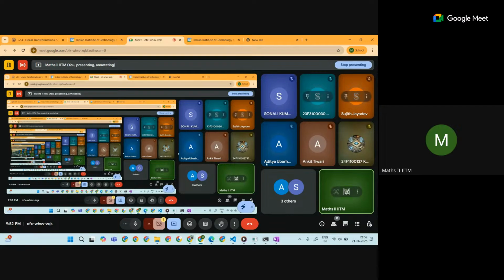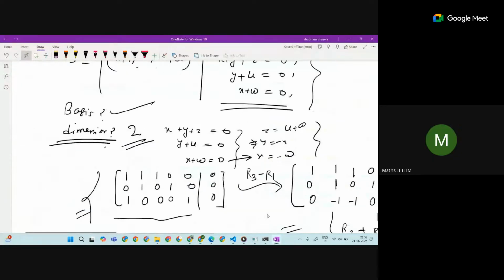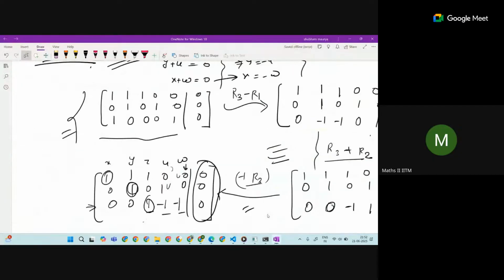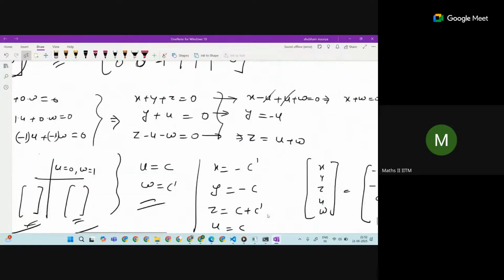That's why I am doing this, to tell you that this is what is happening. This is a free or independent variable. These are the dependent variables. These are really good catches that all of you are getting.